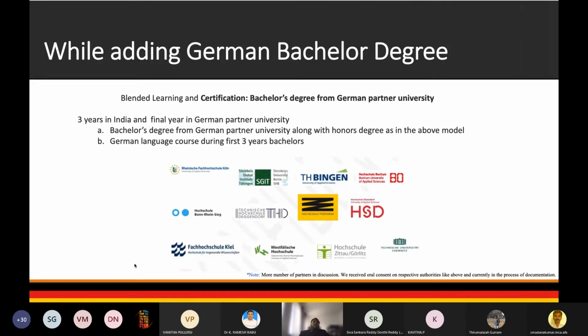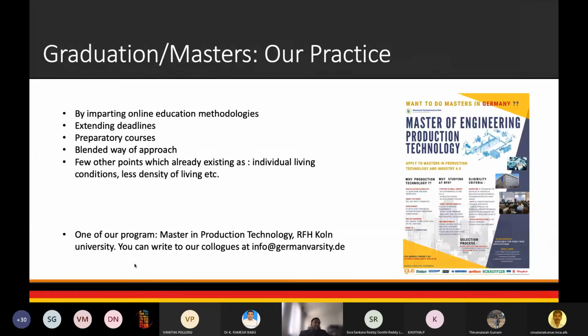During a bachelor's, there are several universities in Germany offering these kinds of advantages, such as having one year here and also getting a German bachelor degree, with some kind of credit transfer activities. Not only that, you can also come to master's programs where you can achieve different things.